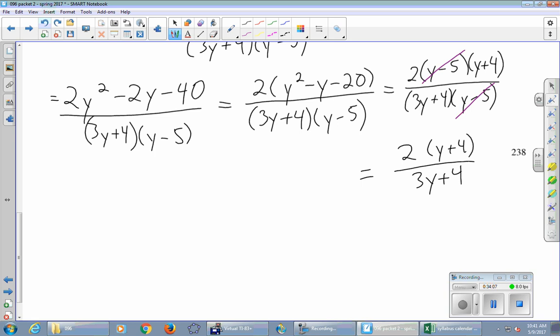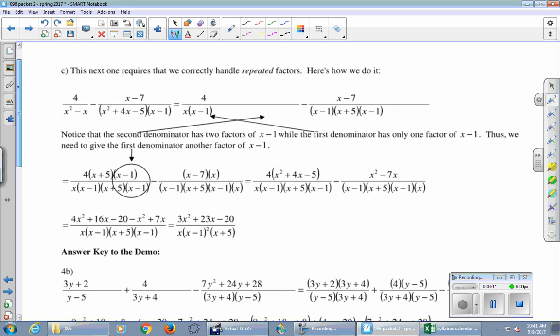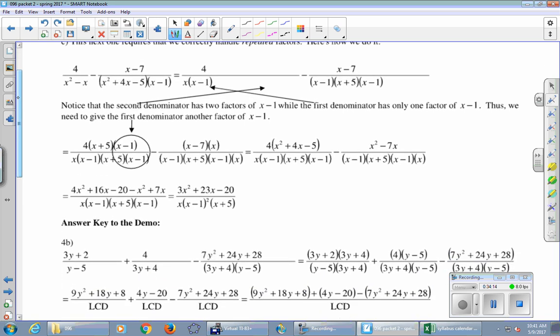Okay, last thing, and then we'll do some activity stuff. I just want to point out, sometimes you have repeated factors. So a bunch of this is already written out. Let me show you what happens here. Take a look at this denominator compared to this denominator. Okay, we're just going to first complete the first one to whatever it's missing in the second one.